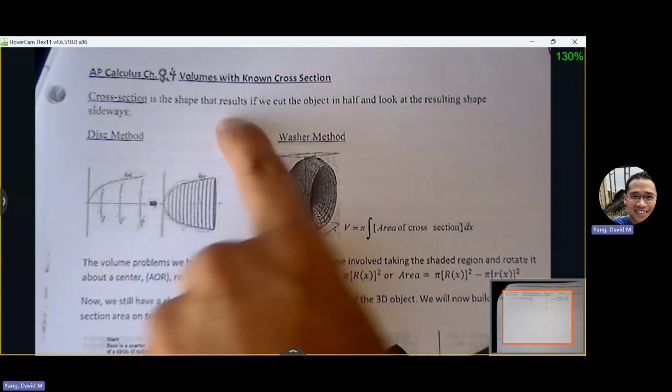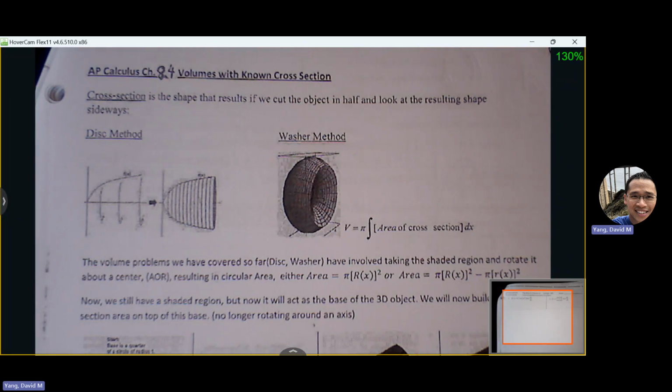So a cross section is the shape that results if we were to cut the object in half and look at the resulting shape sideways. With disk method and washer method, we're always rotating around an axis, and that rotation is always creating a circle. So disk method and washer method problems are all going to give us circular cross sections, right? If we were to slice the object and open it up, we're always going to see these circular shapes. That's why there's always pi involved, since we're adding areas of circular shapes over the course of the interval. So your volume formula for disk and washer method always has pi involved.